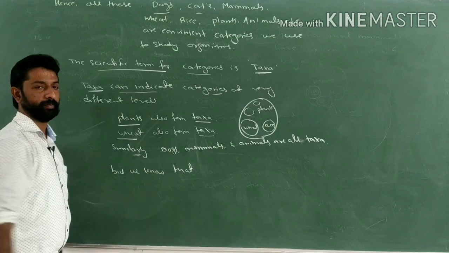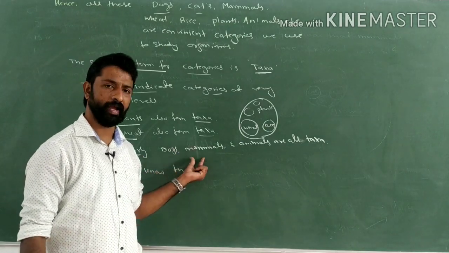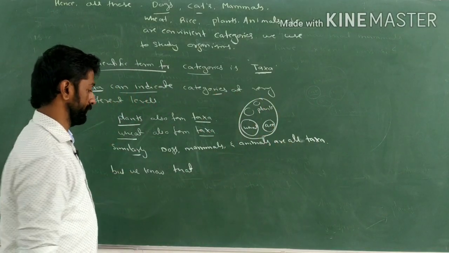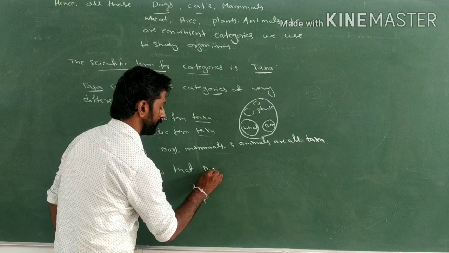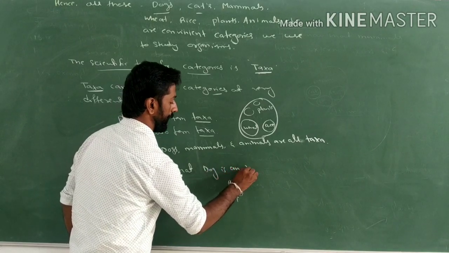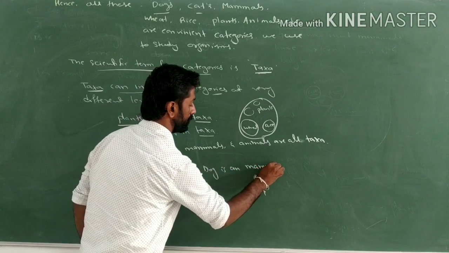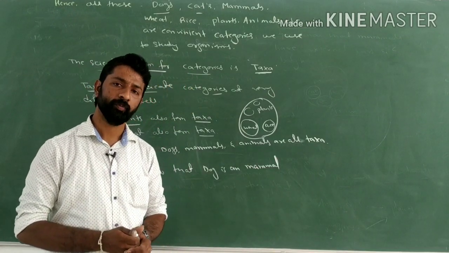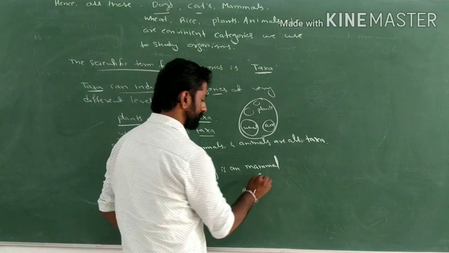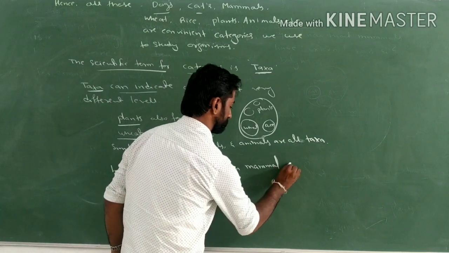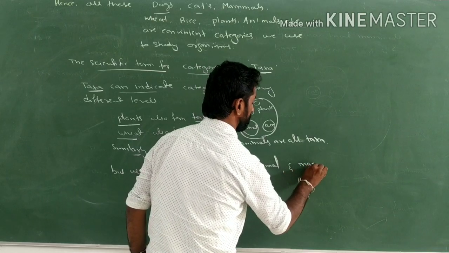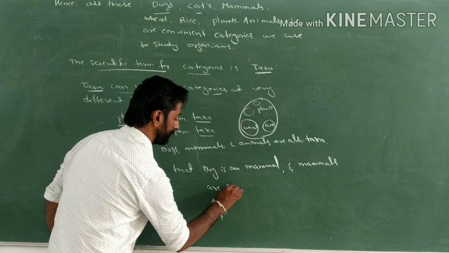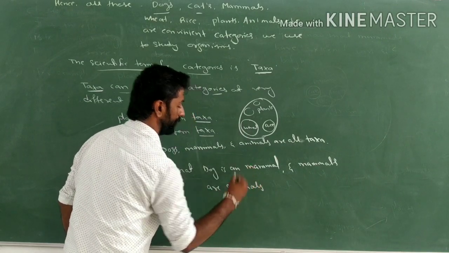Similarly, take the example of animals. Dogs, mammals, animals are all taxa only. And we know that a dog is a mammal. Why? Because it possesses external ears as well as body hair. Dog is a mammal, and mammals are animals.